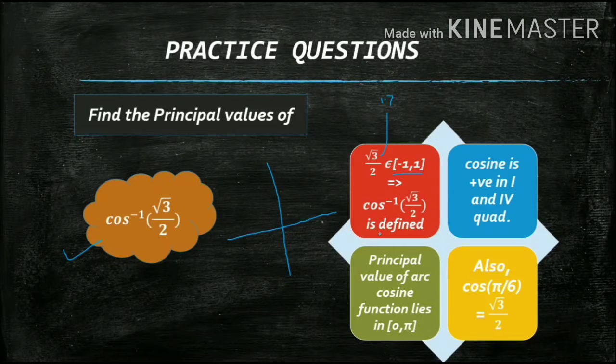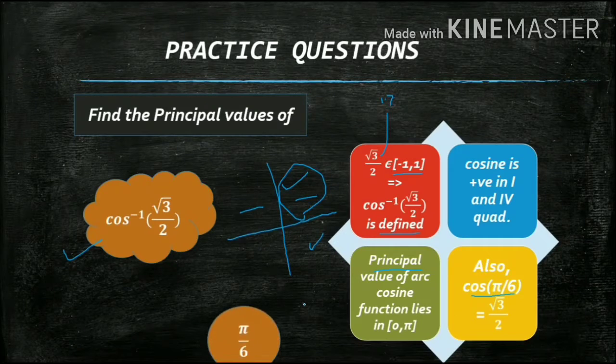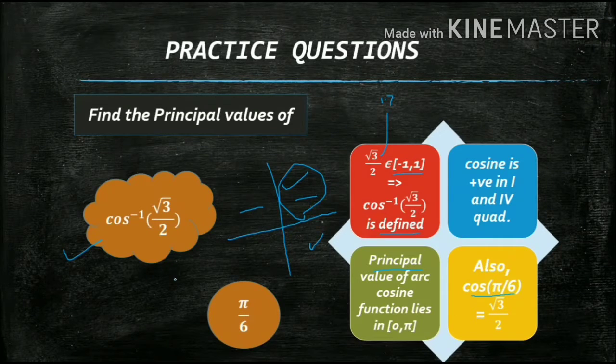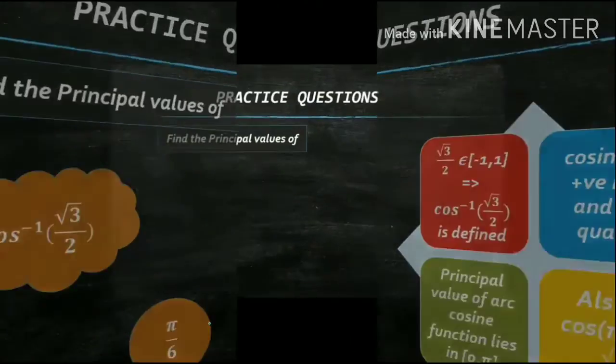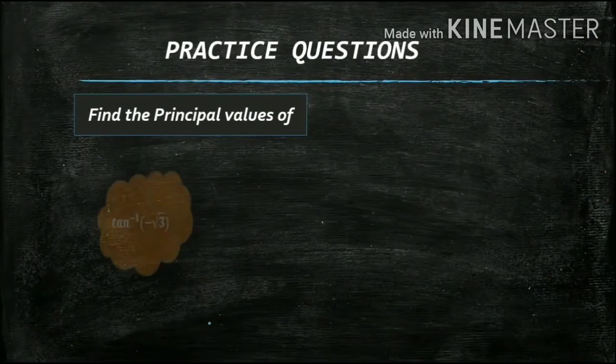So that means cos inverse root 3 by 2 is defined. Now the cosine function is positive in the first and the fourth quadrant, and the principal value lies in the closed interval 0 comma pi. So the common quadrant is first. Very easy. So cos at pi by 6 or 30 degrees is root 3 by 2, which is your answer. Very simple. Let's move to the next.